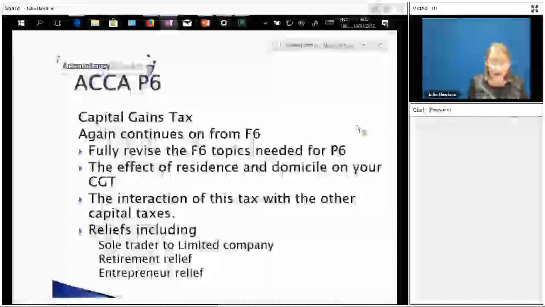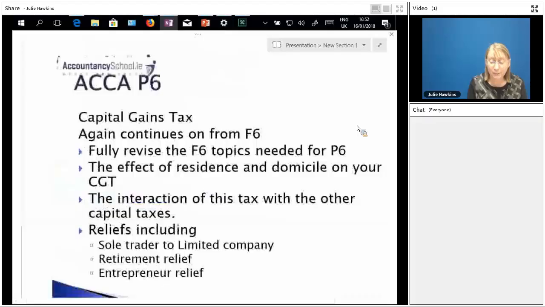Now, as this is a very important tax in P6, I actually spend a little bit of time revising what we did in F6 before I move on to the P6 topics, as we really do need our F6 knowledge for capital gains. So I do spend a little bit of time going back over that, making sure that we all remember our F6, because for a lot of us it could be a long time since we did F6 or we could have got an exemption.